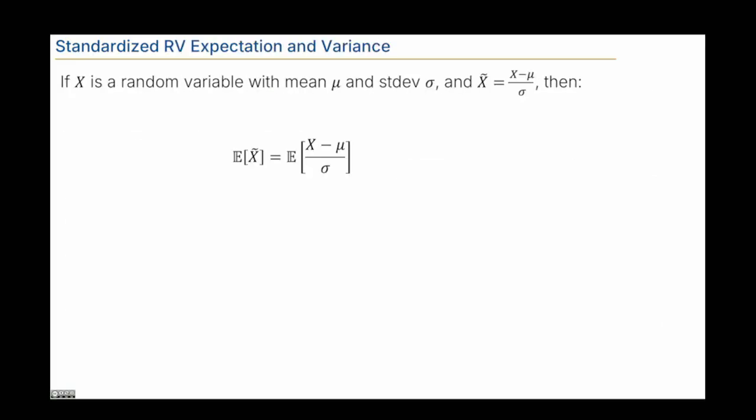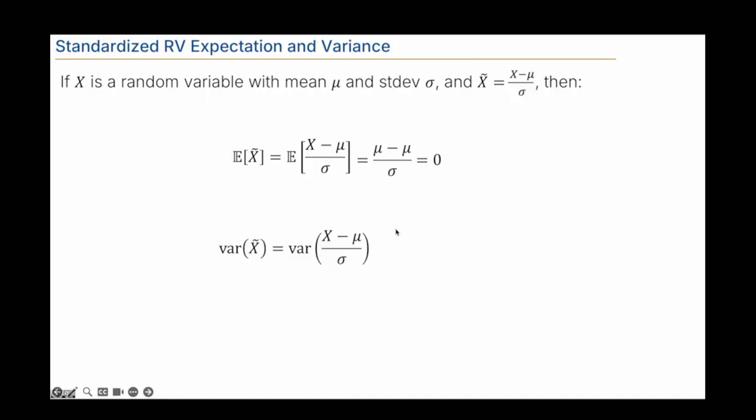Okay. So I want to show you first that the expectation of a standardized random variable is indeed 0. This is such a short and boring proof, but I'm going to do it anyway. So if I apply expectation linearly across this thing, mu is a constant, sigma is a constant, so this is just the expected value of x. The mu's cancel out. Great.